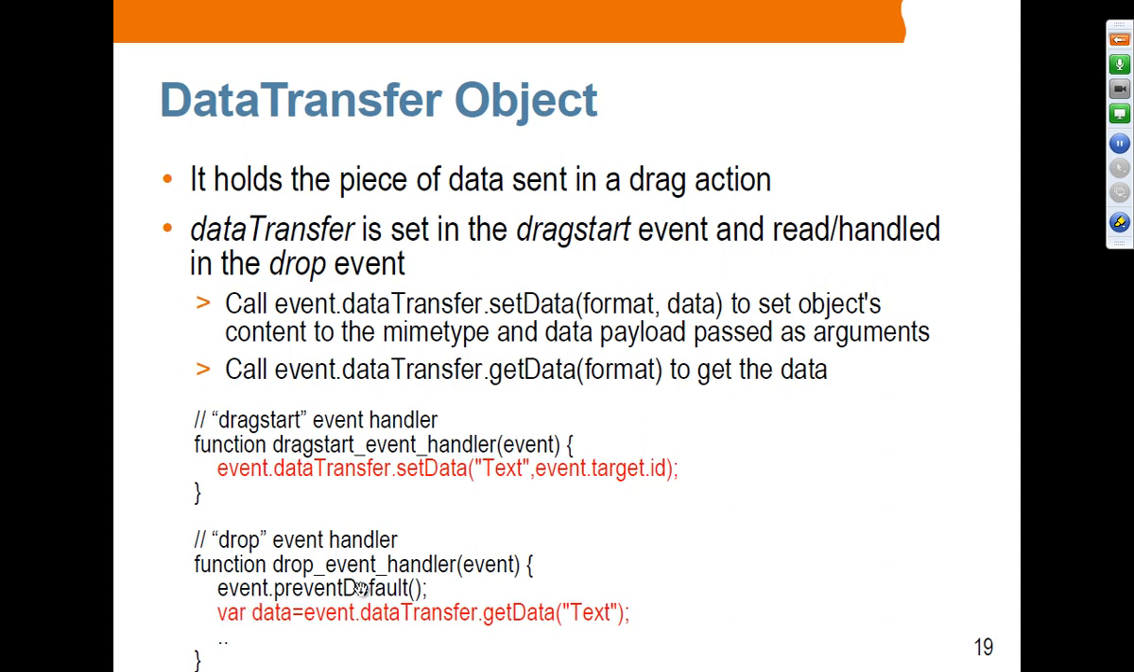This is not that much important for now. What you're doing with this red line is getting the data using the key. That data is going to be the value that was set in the drag start event handler. Event prevent default means you don't want to actually make something happen, and I'll give you an example later on. What's important is where the data transfer object is set and where it is in fact retrieved.